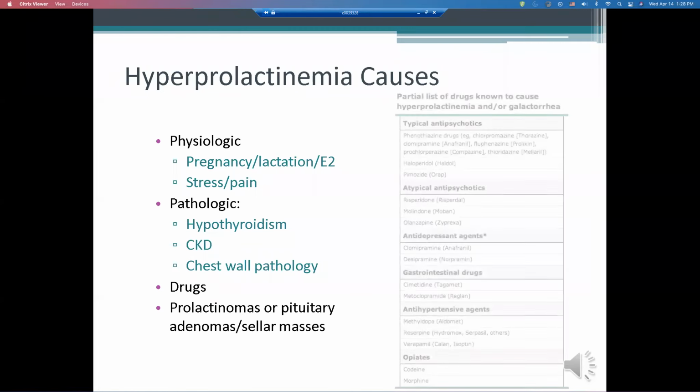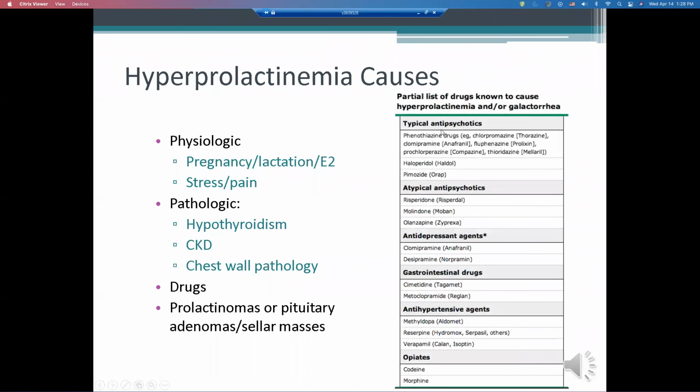Drugs, very important. Antipsychotics are important, like Risperdal, which is not an uncommon medication. We have also some codeine that can cause it. Verapamil, which is an antihypertensive medication, can cause it. Oral contraceptives, as mentioned. So you have to rule out medications before you jump to a conclusion that you have prolactinoma.